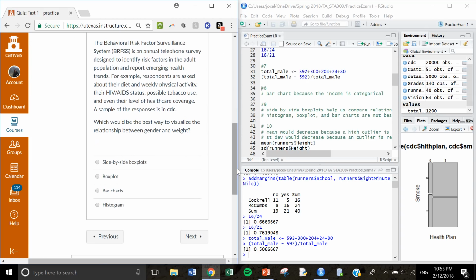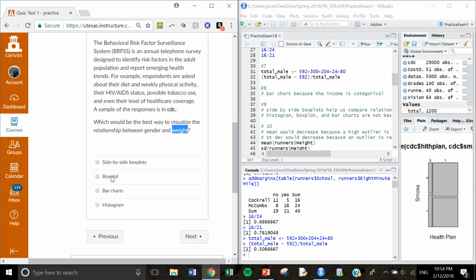Question 9. This is another question about that telephone survey. So it's asking us the best way to visualize the relationship between gender and weight. So we're dealing with gender, which is a categorical variable, and weight, which is a quantitative variable, and we're comparing two things. So we want something that can have room for a categorical variable and a quantitative, and it lets us compare two things.